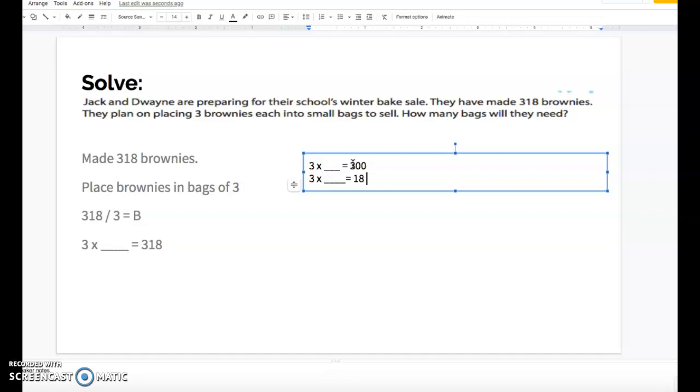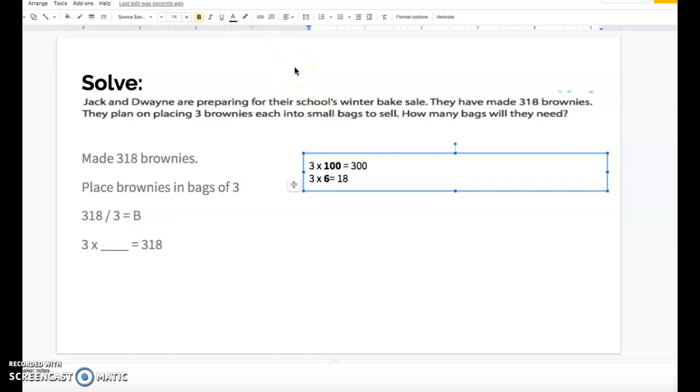And now I need to ask, well, 3 times what equals 300? I know that 3 times 10 is 30, so 3 times 100 must be 300. And now I need to decide, well, 3 times what equals 18? I can skip count by 3s, and when I do that, I know that 3 times 6 gets me 18.